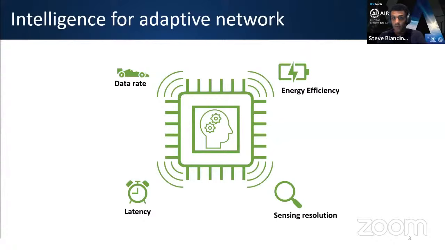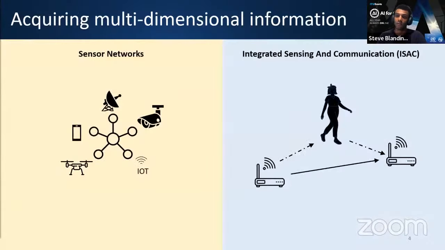And of course, for AI and machine learning to work, we need data. We need to process data. We need to transmit data. But especially, we need to acquire data. We need to acquire multi-dimensional information that is well beyond the communication.